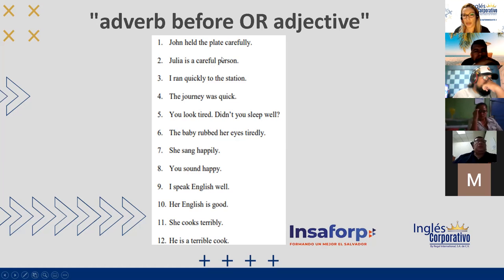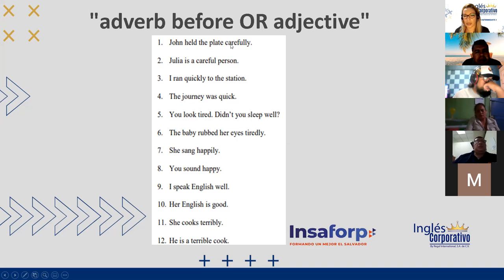Y estoy modificando un nombre. ¿Cuál es el nombre? Persona. Entonces utilizo un adjetivo, right? Careful, right? En el caso de la 1, John held the plate. Entonces aquí no puedo poner un adjetivo. Tengo que poner un adverbio porque estaría modificando y también puede contestar una pregunta.